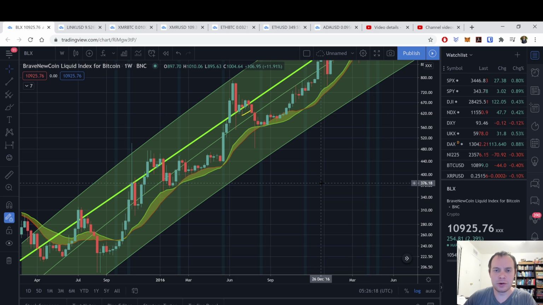Today we're going to talk about Bitcoin, and we're going to be looking at the current move, again comparing it to the last one in lieu of the crossover of the 21-week EMA and the 20-week SMA.